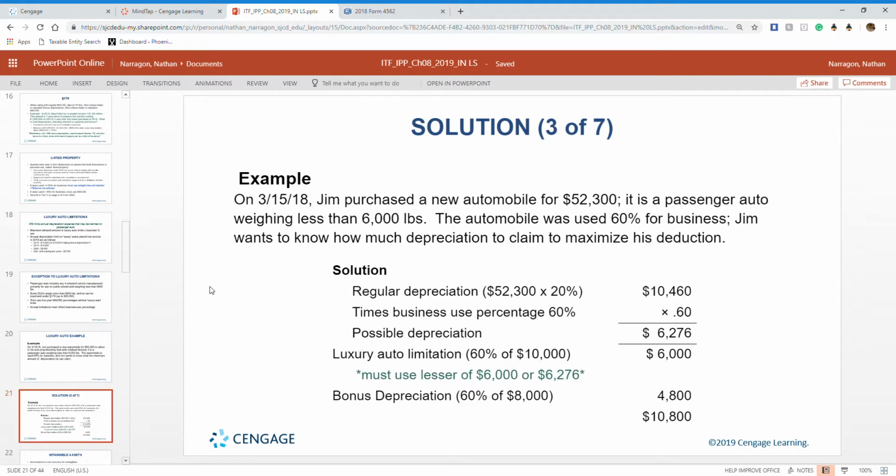Well, the regular depreciation is again $52,300 times 20%. Again, this is 5-year MACRS, and that makes it $10,460, times the business use percentage of 60%. So again, we only used it for 60%. That's all we can take, and our depreciation could be $6,276.